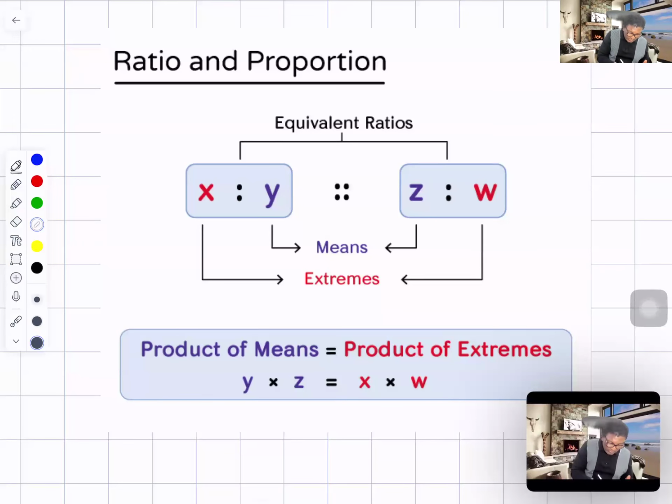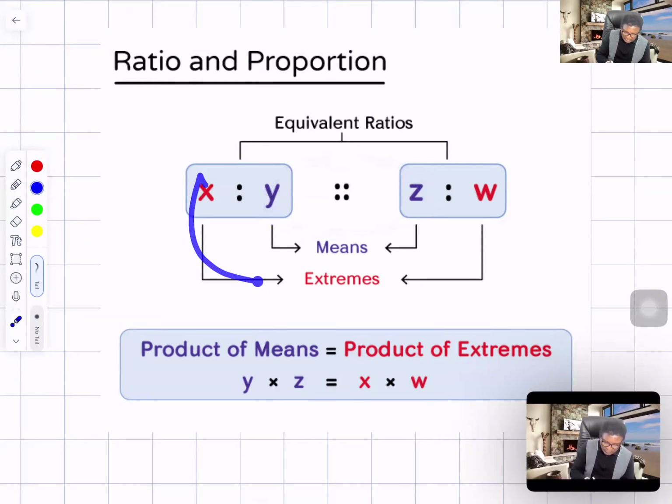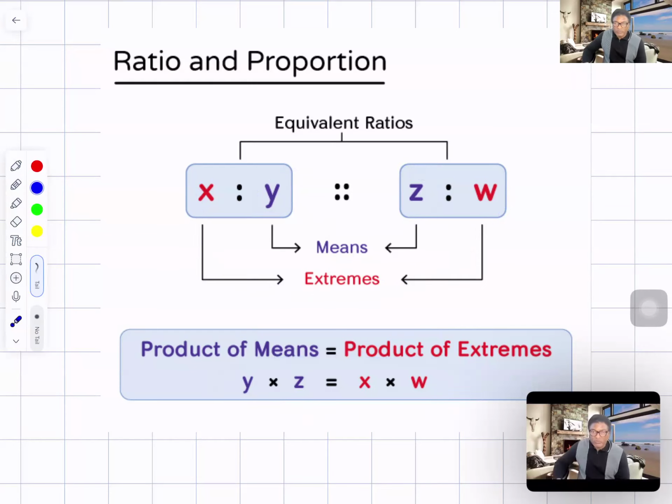Another thing on ratio and proportion. These are equivalent ratios. You can put it this way, product of means: you multiply y times z, is equal to the product of the extremes. So that's another thing you can learn. The product of the means, the two middle ones, multiplied, is equal to the product of the two outer ones. That helps you to solve some problems like that.